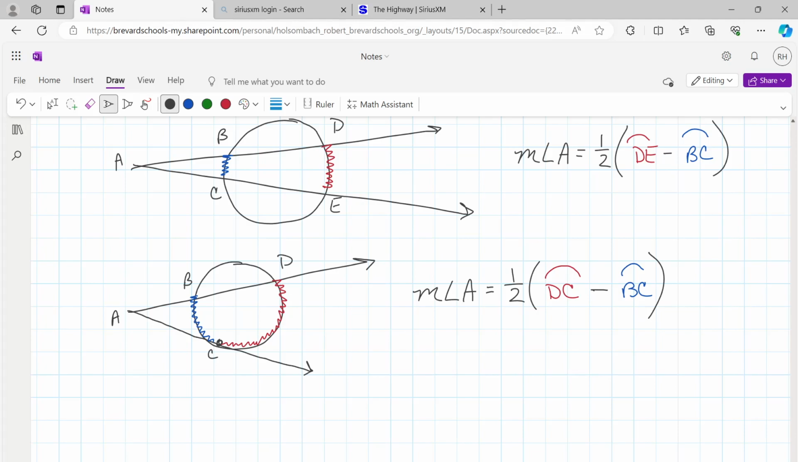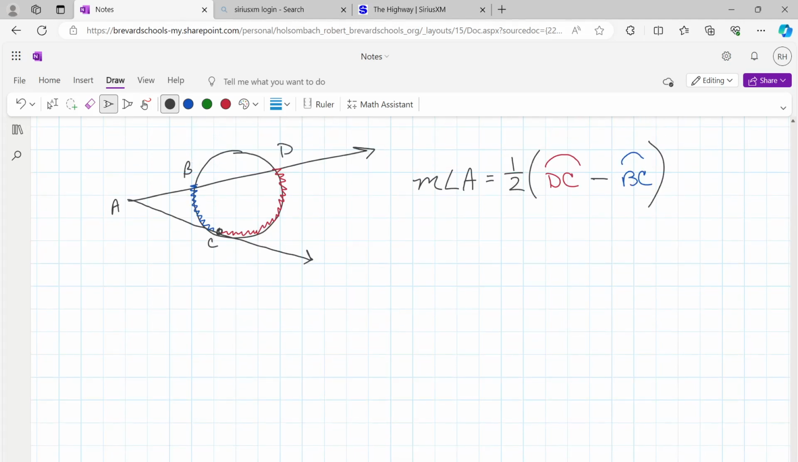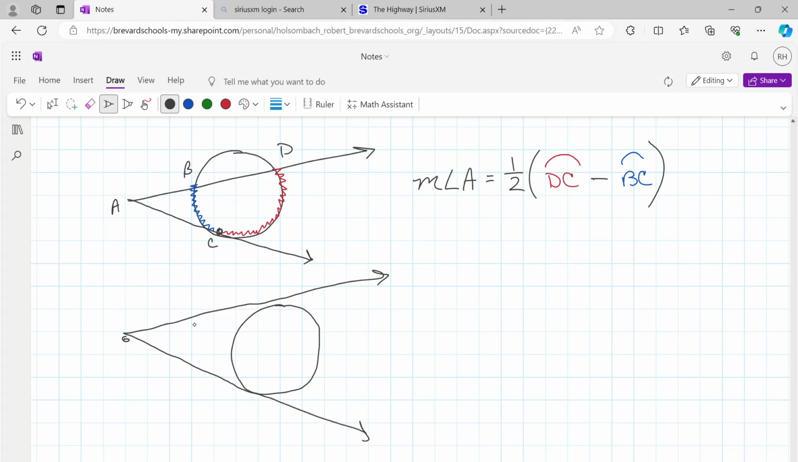And then the third situation is when two tangents, so here we go. Circle. Tangent and another tangent. We've got angle A out here. We've got point B and point C. And we're going to put point D here on the circle.